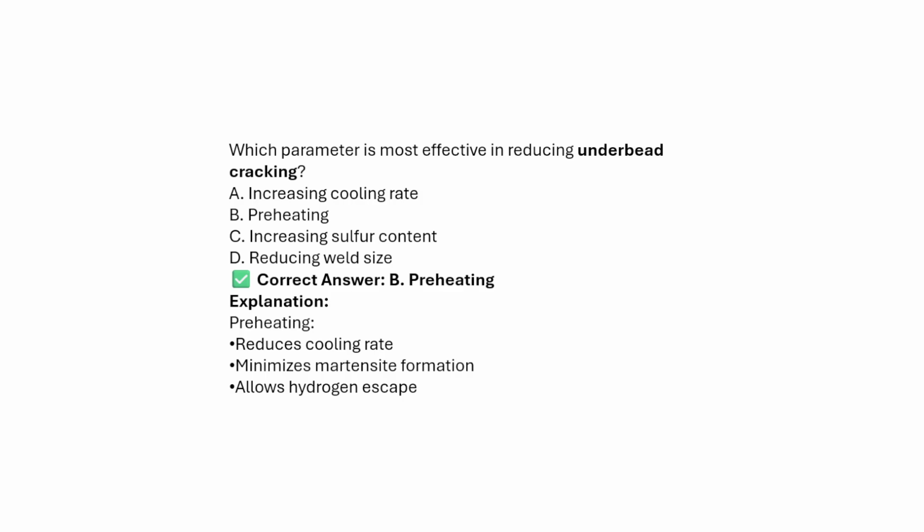B is preheating. C, increase the sulfur content. If we increase the sulfur content, it is more prone to crack formation because of brittle phase formation. Next, reducing the weld size. A smaller weld bead is also not desirable. So the answer is preheating. Preheating reduces the cooling rate, which minimizes martensitic formation and also allows the hydrogen to escape.